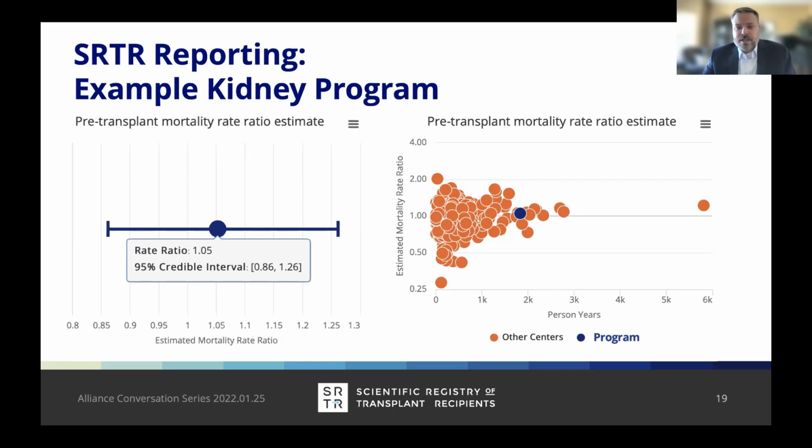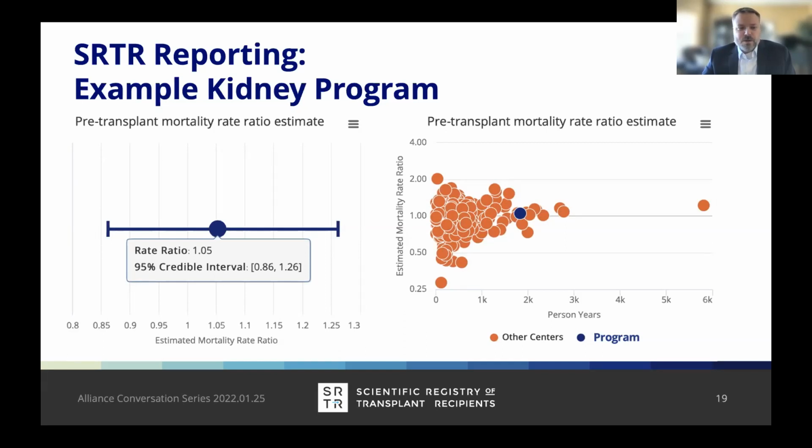And then that on the right, the blue dot is the particular program being evaluated. And we can compare that to how you sit with your peers. We stratify that from left to right by how many person years we've observed on your waitlist. So that's essentially the volume of your waitlist. How big is your waitlist? So you can kind of see how you fall relative to your peers.